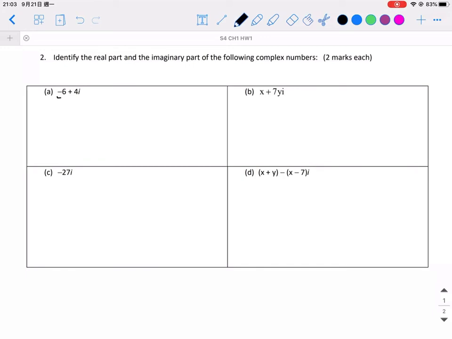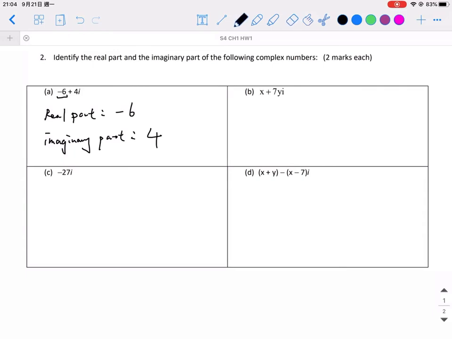real part. If the number is without i, we call it the real part, so it's better for you to write down the name, real part. It should be -6, and imaginary part, it should be +4. No need to write i, remember, I repeat, no need to write i, just cross it out and just keep the coefficient of i.